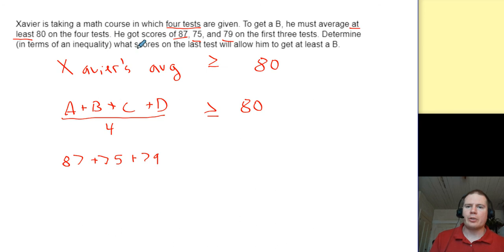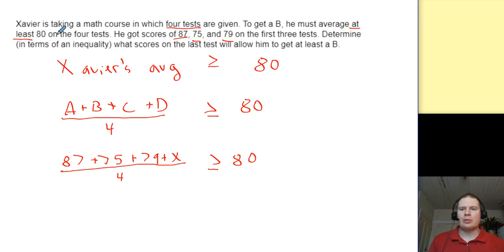Determine, in terms of an inequality, what scores on the last test will allow him to get at least a B. So what does this last test have to have as a score? D is maybe going to look like a 0, so I'll just use x, because I'm boring, divided by 4. So this calculation, we want him to get at least a B. So that calculation has to get to greater than or equal to 80. Now, it doesn't say at least 79.5. We're not looking at whether the teacher has a rounding rule. So we want this to be at least 80 exactly.